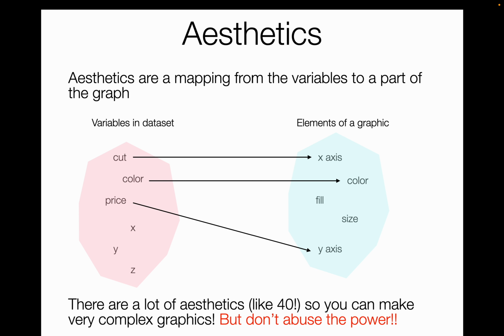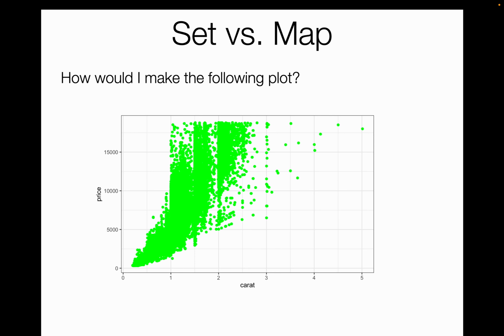And so if you want, you can include a lot of aesthetics, but if you include too many aesthetics, your graph's going to look ugly, so don't abuse the power. Okay, now, this is an important part of understanding aesthetics. How would I make this following plot?